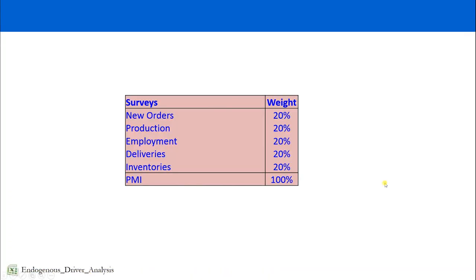Now, if we go back to the presentation, this is how the ISM is actually made up. It's made up of 5 key areas: new orders, production, employment, deliveries, and inventories. And they all get a 20% weighting, 5 areas, and when you add up all of these areas, you get the composite index, which is more commonly referred to as the composite PMI or Purchasing Managers Index.